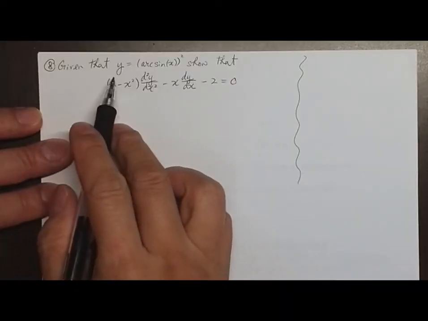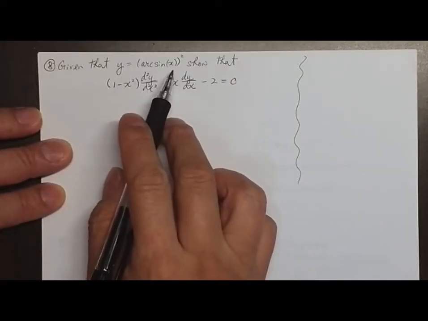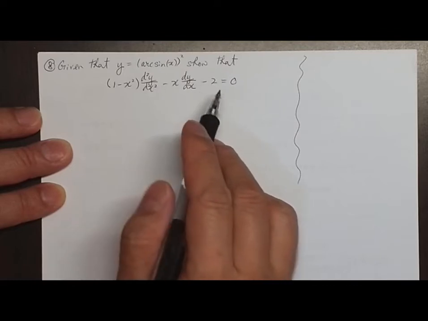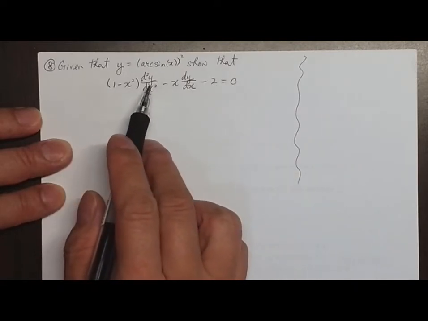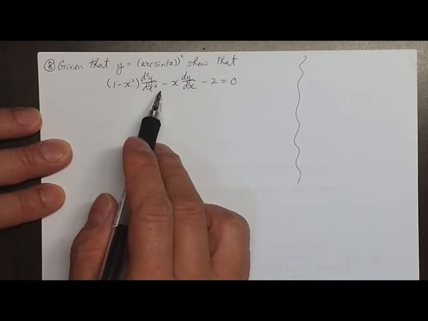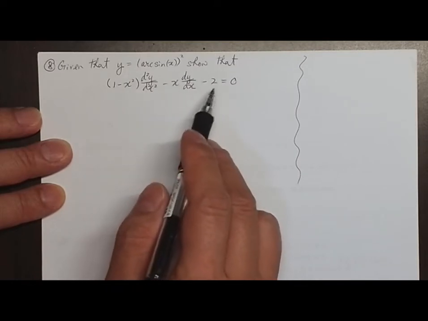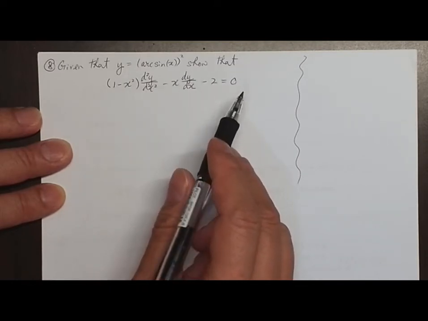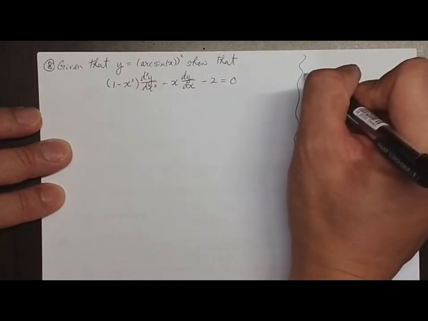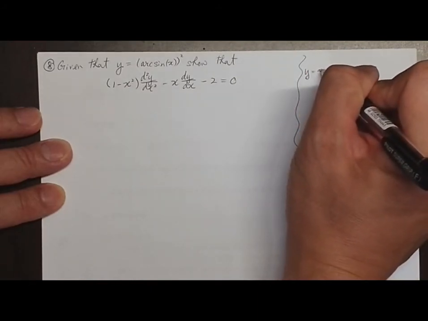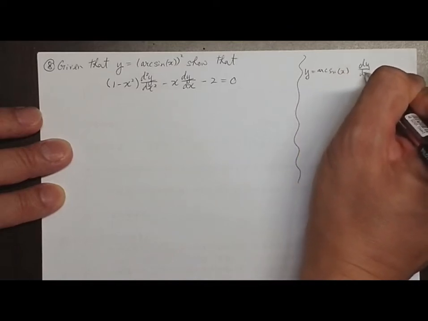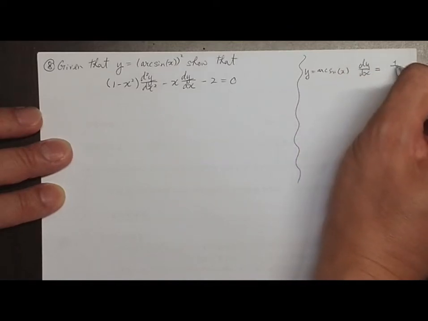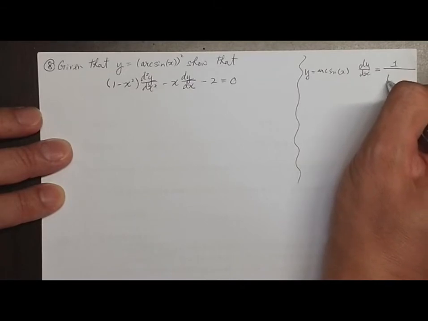Question number 8. Given that y equal to x arcsin x to the power square, show that 1 minus x squared d square y by dx square minus x dy by dx minus 2 is equal to 0. And I remind you that y equal to arcsin x, dy by dx is equal to 1 over square root 1 minus x square.